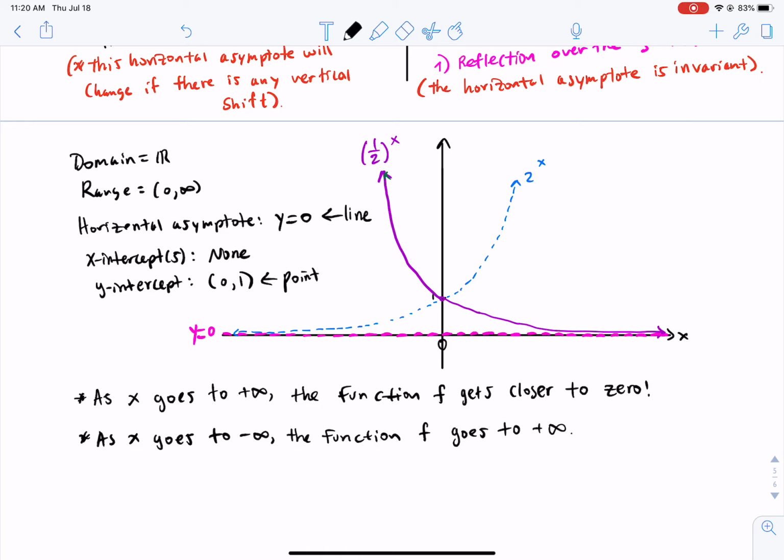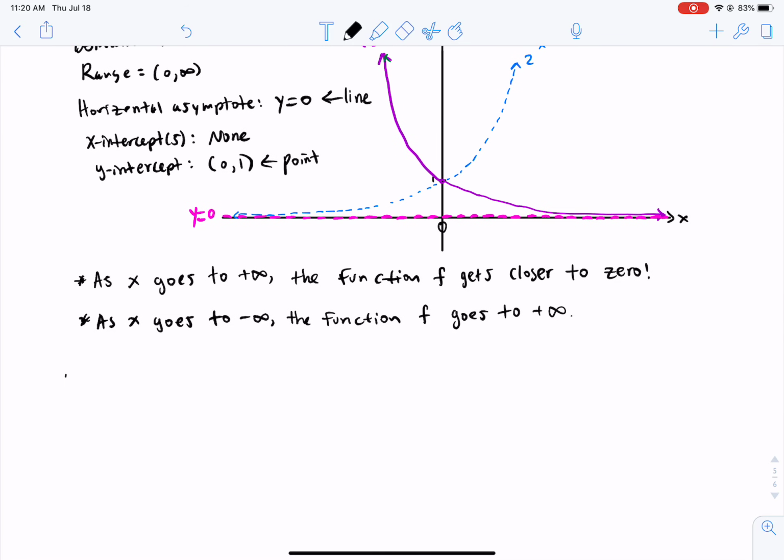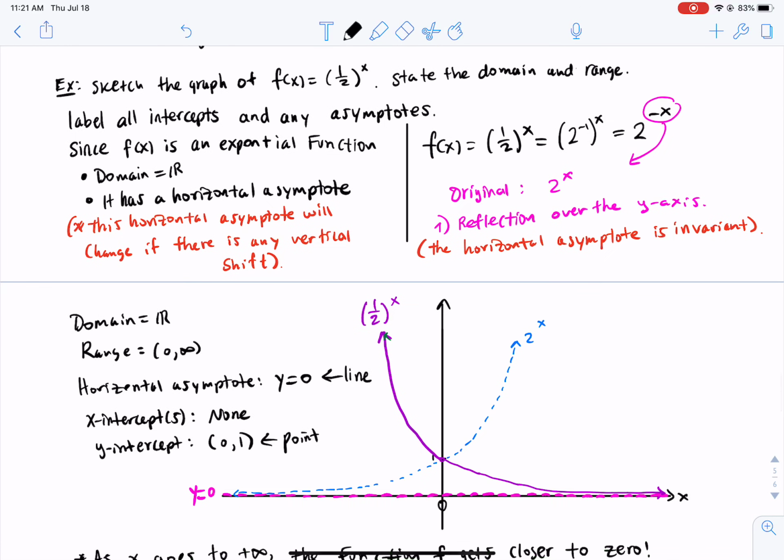Now let's take a look at another graph, right? We're getting familiar with transformations, and at the same time we're building up some understanding of why the domain will be such, the horizontal asymptote, and so on. And so here's our next example. Let f of x equal -2 to the x, like this. I want to sketch the graph of this function. And again, just like before, I want to state the domain and the range.